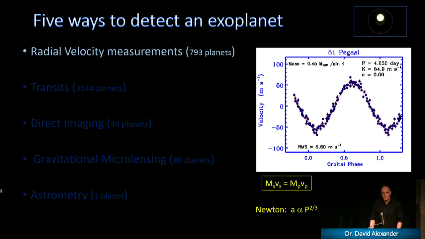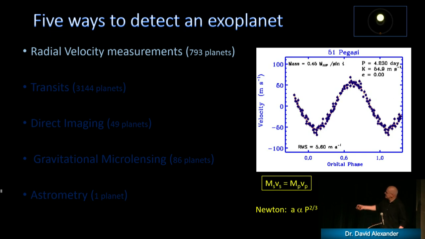The Earth has an orbital period of 365 days. So this thing is really close in. Mercury has an orbital period of 88 days. So this Jupiter-sized planet is much closer to its star than Mercury is to the Sun. Not somewhere you might want to go on vacation.